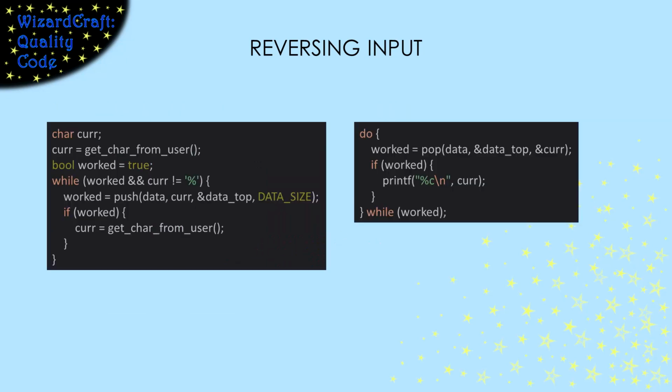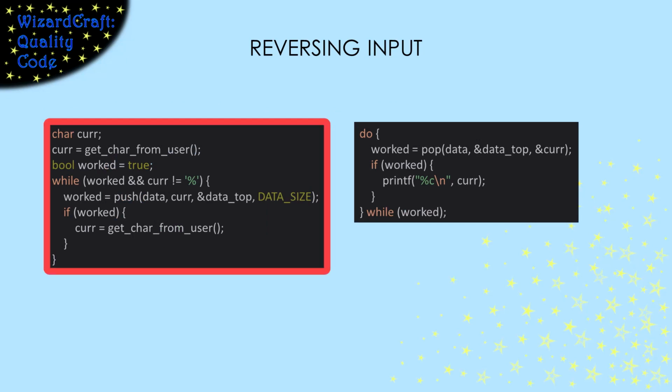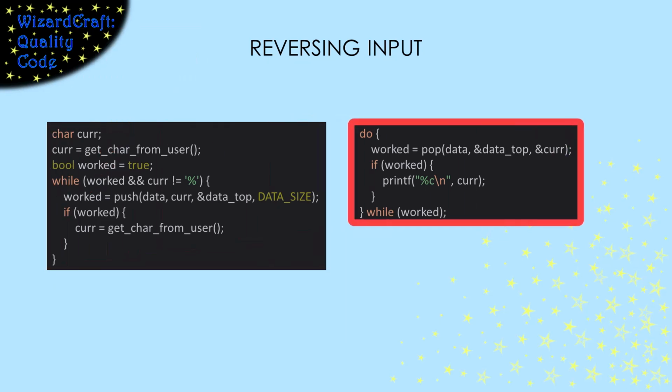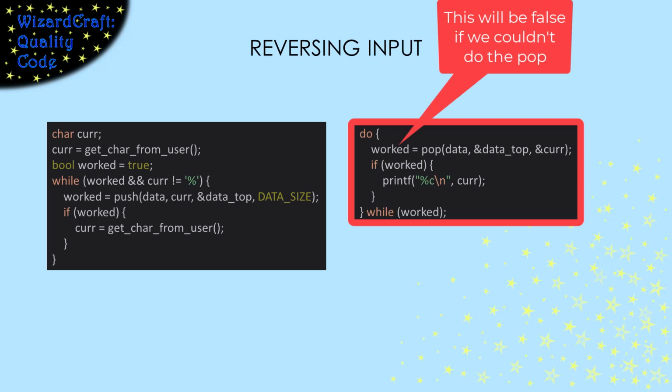With that, my code to reverse the input is just 2 loops. The first gets input from the user and pushes it onto the stack. It keeps going until either the user enters a % sign or the stack is full. We detect full when we try to push something and it returns false. So worked becomes false. Once that loop finishes, then we need a loop to pop things off the stack and print them out until the stack is empty.